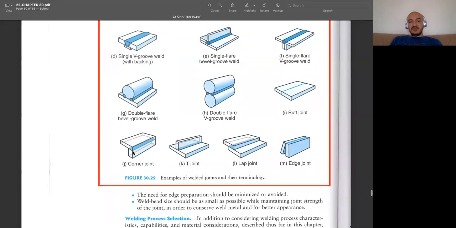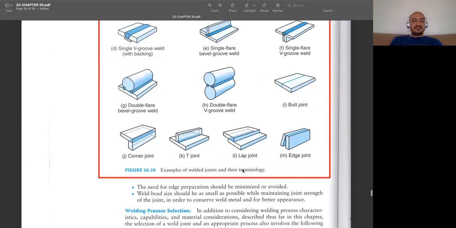Or you may have some corner joints, T-joints, and lap joint, another popular one. In this one, we have more area, which is the interface between these two parts. And lastly, this is quite difficult. These two parts are joined through an edge.